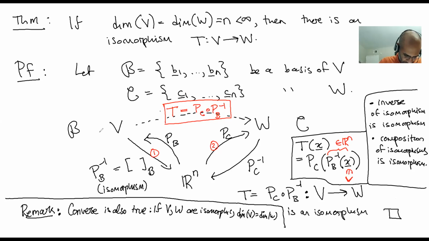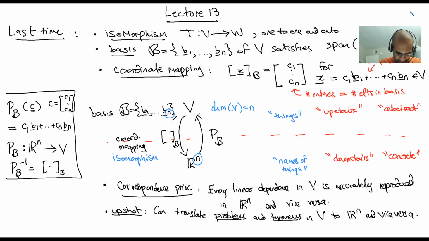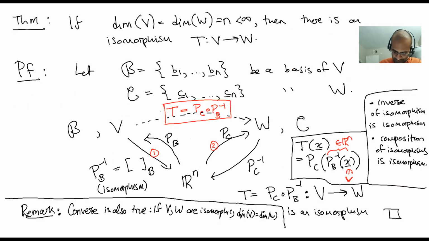Yeah, it's a good question. So we got this T out of PB and PC, right? But we got PB and PC from the coordinate mapping. And that we did in the last lecture, or in the summary here. So with the coordinate mapping, we started with two isomorphisms, the coordinate mapping and the inverse coordinate mapping. And then we composed them to create the new isomorphism. Does that answer the question? Yeah, thank you.